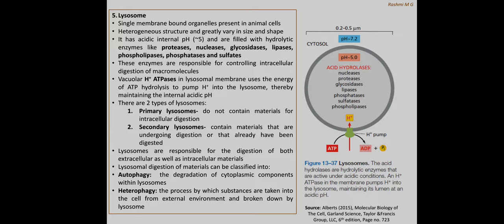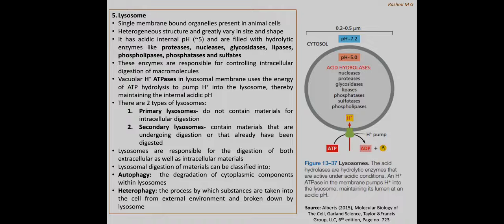It has an acidic internal pH of approximately 5 and has hydrolytic enzymes like protease, nuclease, glycosidase, lipase, phospholipase, phosphatase, and sulfatases. So the vacuolar H plus ATPase in the lysosomal membrane is used to maintain the acidic pH inside the lysosome, which pumps the H plus ions.